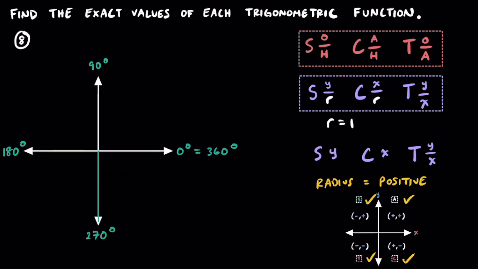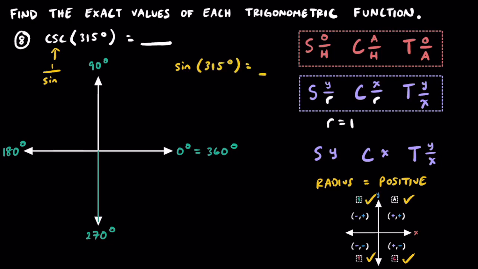Let's try an 8th example together. Let's find what cosecant of 315 degrees is. This is another one of our reciprocal functions, so just keep in mind that cosecant is really just the reciprocal of sine. So if we can find what sine of 315 degrees is, then we can just reciprocate that for cosecant. So where's 315 degrees? We're going to try to find sine of 315 first, and then we can flip that upside down in just a little bit.